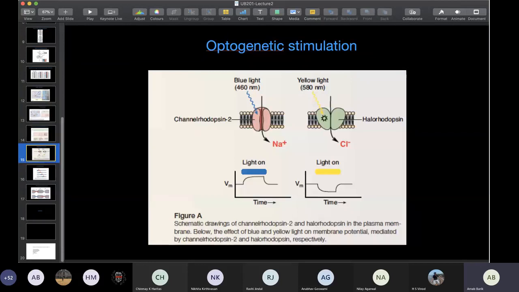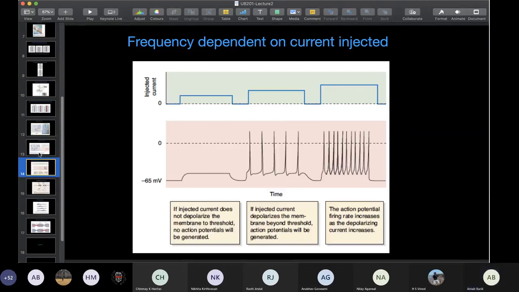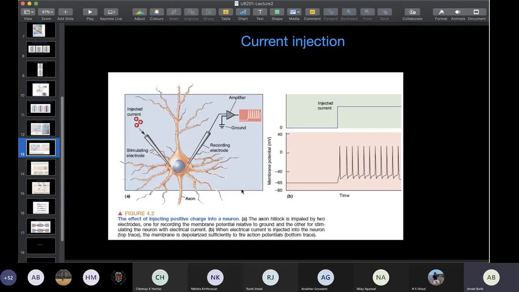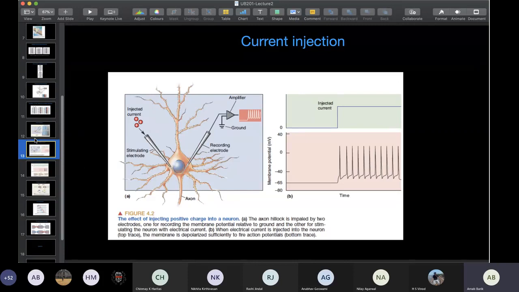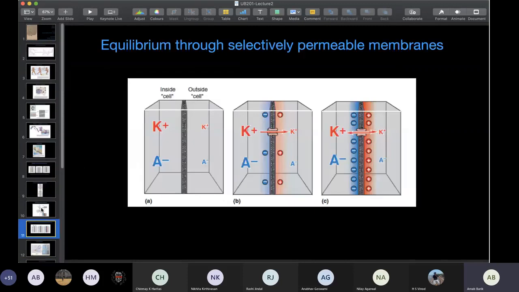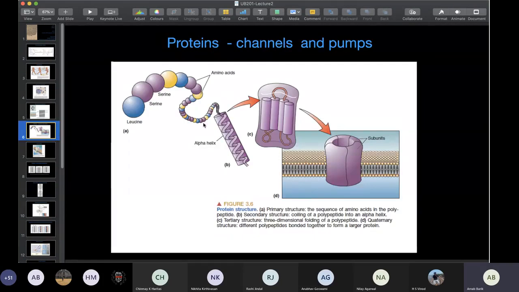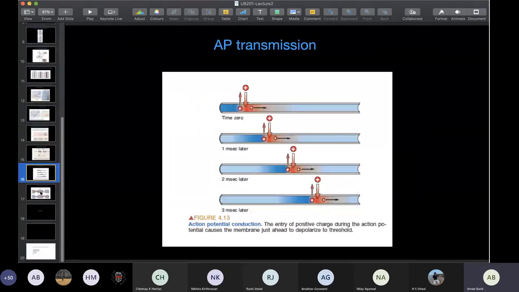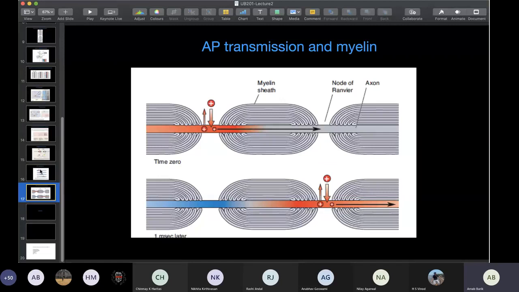So you can read a little more about the PDFs and about the action potentials, as I said, these experiments here, current injections, and also the ionic gradient. You don't have to read much about how proteins, these amino acids, are made, just study that superficially, and also the myelination and the action potential transmission. That's at the very end.